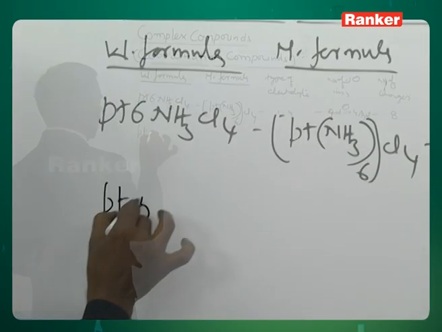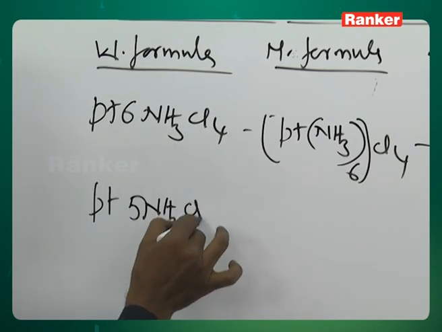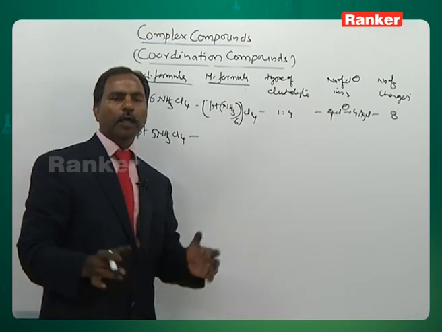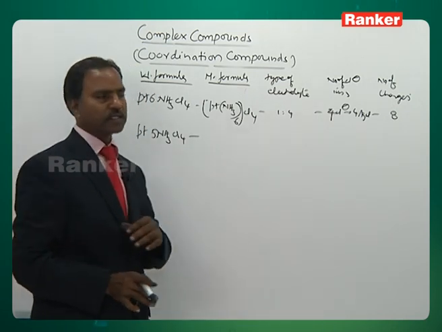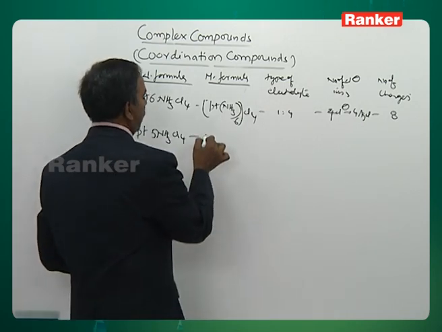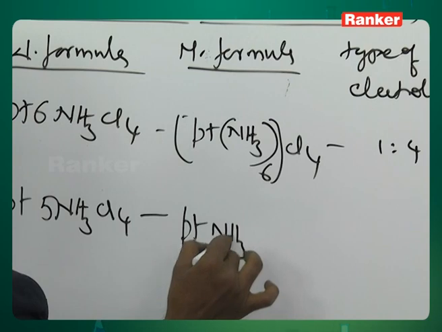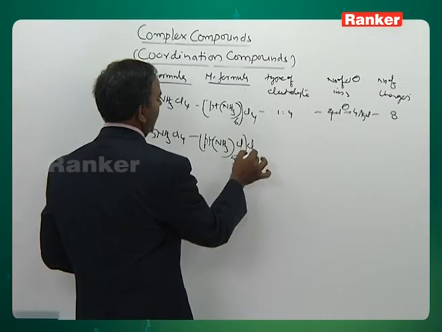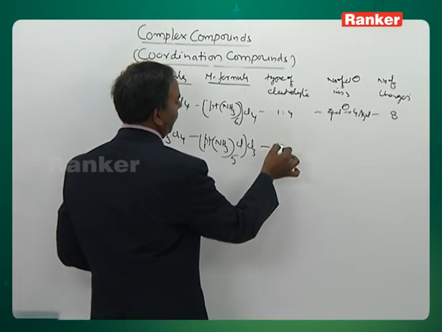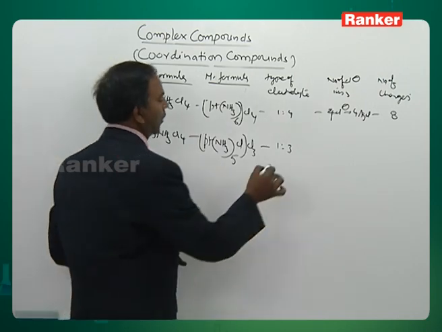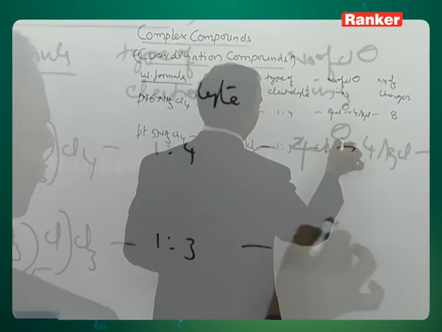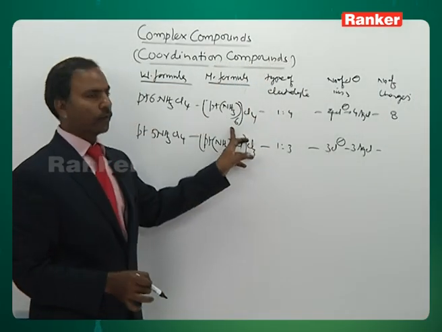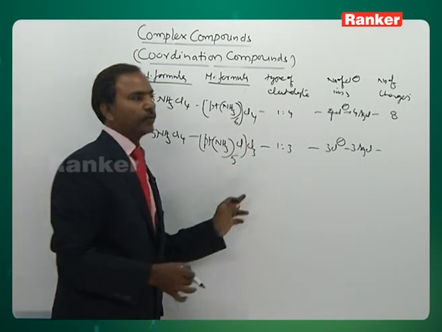Next, to take one more. I am decreasing one amine ligand, Pt 5NH3 Cl4. Again, platinum oxidation number is 4 and primary valence is 4. Secondary valence is 6, but only 5 amines are there. One of the chloride ligands you have to write inside the bracket, Pt NH3 taken 5 Cl. 3 chlorides are outside. Then what do we say? Say 1:3 electrolyte, and the number of chlorides precipitated will be 3 Cl minus in the form of 3 AgCl. Charges: here 4 plus 4, 8 you said. Here 3 plus 3, 6 charges.